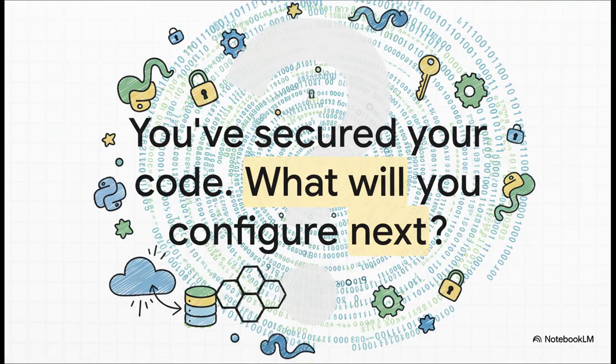So there you have it. The best kept secret to managing your secrets in Python? Well, it isn't really a secret at all. It's just about using environment variables the right way with os.getenv. By understanding this, you've just taken a massive step forward in writing more secure, more professional Python code. So the only question left is, what are you going to configure next?